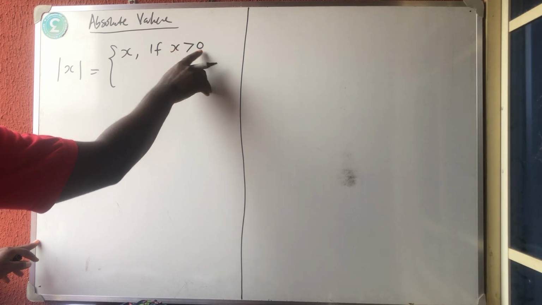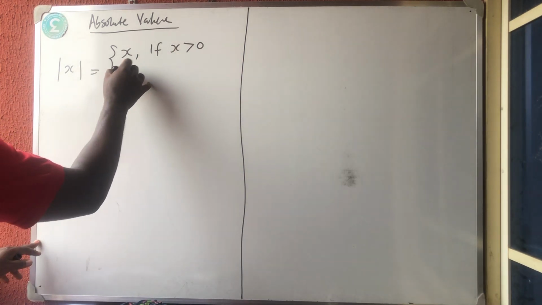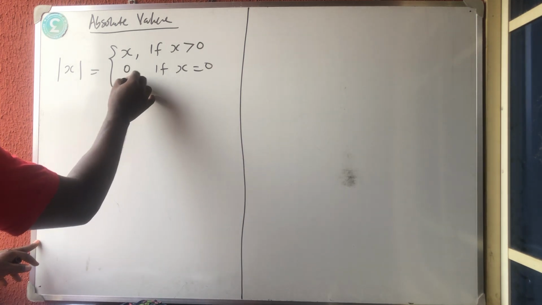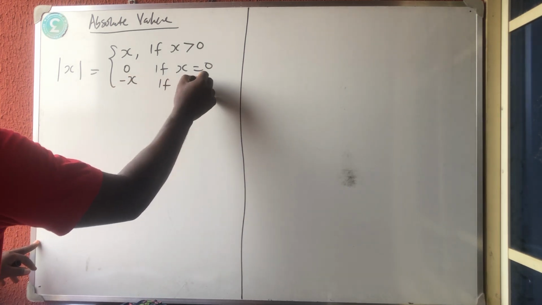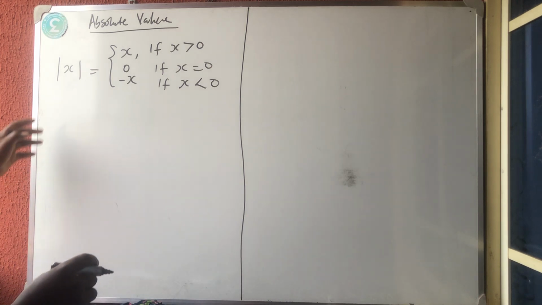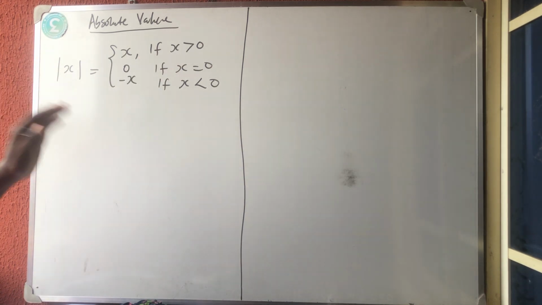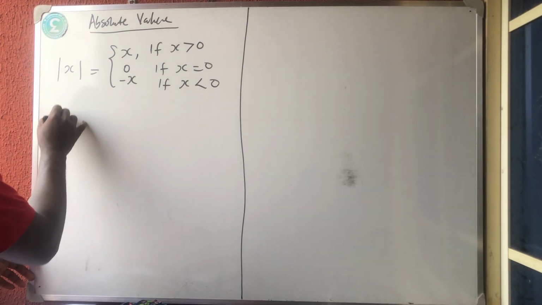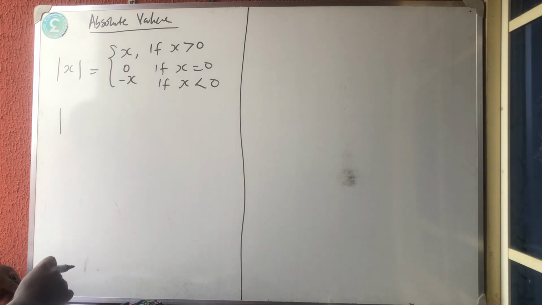that is, greater than 0 means positive. Then it is 0 if x is 0. It is minus x if x is negative. So you see that this definition makes it that absolute value must be positive. Absolute value must be positive. Look at the meaning. Let's take some questions.